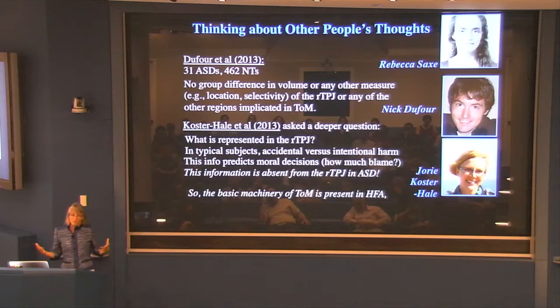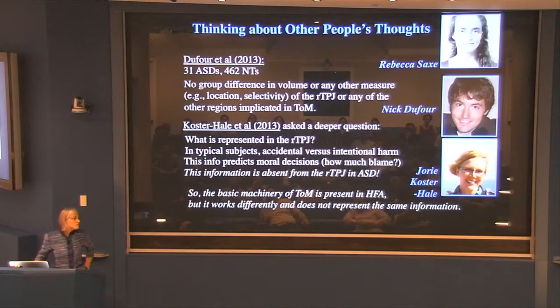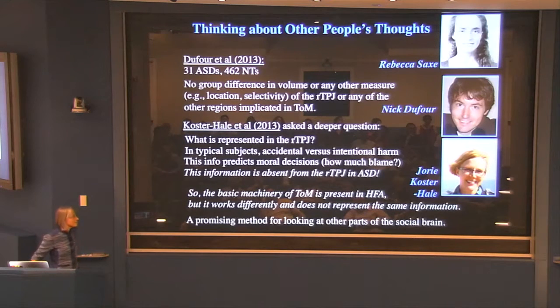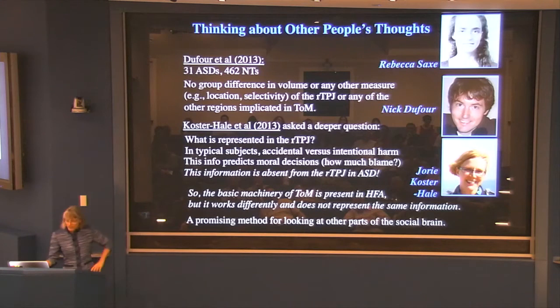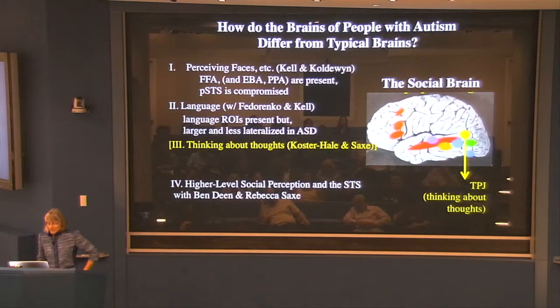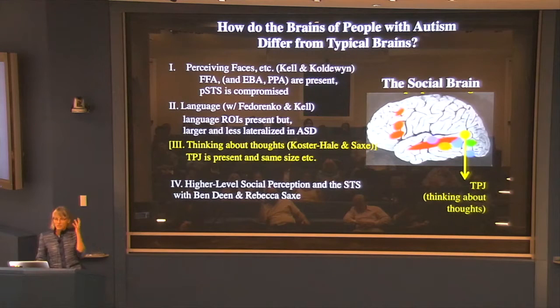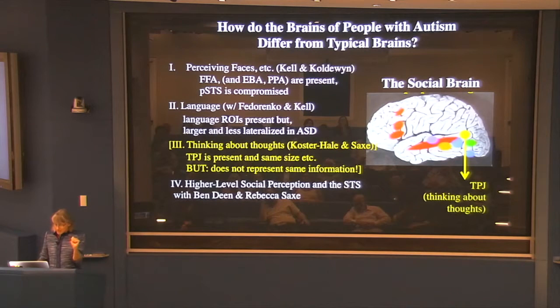It says that the basic machinery is there, the basic system is there in people with autism, but it works differently and doesn't represent the same information. That's right, and people with autism pay less attention to that distinction in their moral decisions as well. Yep, and you see it in this part of the brain. So all of that to say, here's a case where the region is there, but it's functioning differently and not representing this information that's represented in typical subjects. Okay, so that's pretty cool.